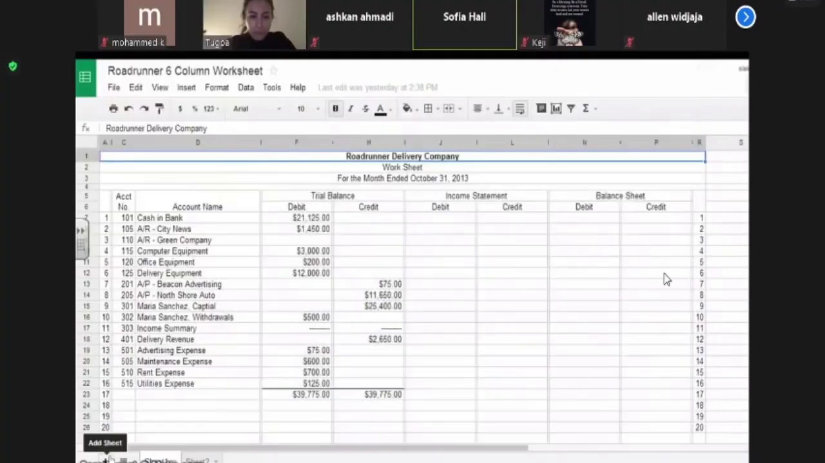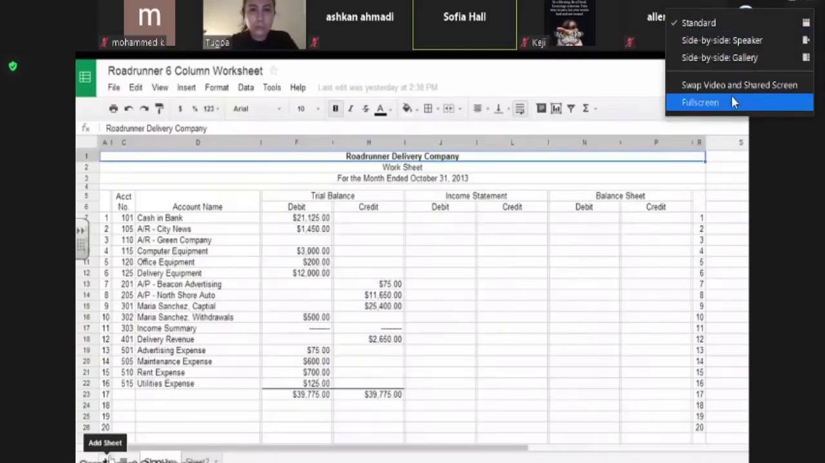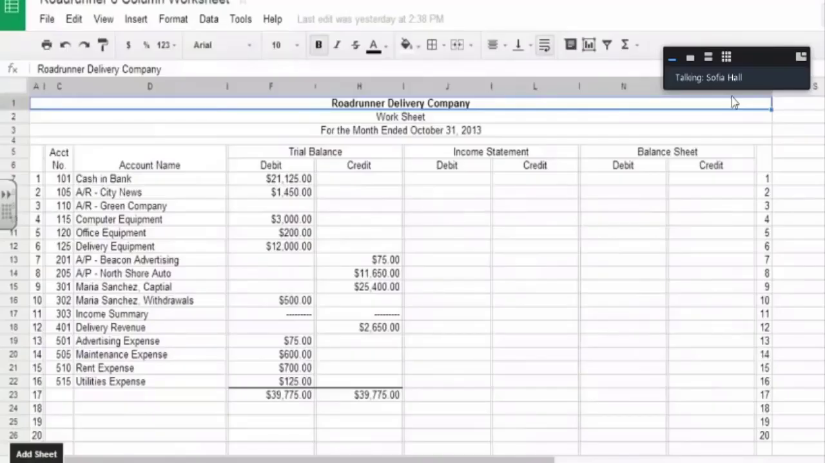So what you see here is an example of a 6-column worksheet, or at least the start of it, for Roadrunner Delivery Company, which is the company that we've been using as an example throughout the first quarter of this course. So you'll notice that the trial balance has been added into this worksheet already. But what I first want to point out to you are the 5 sections of this 6-column worksheet.